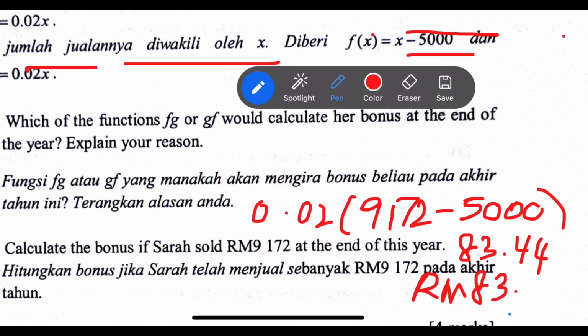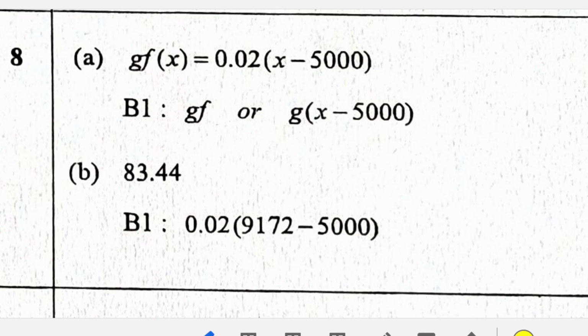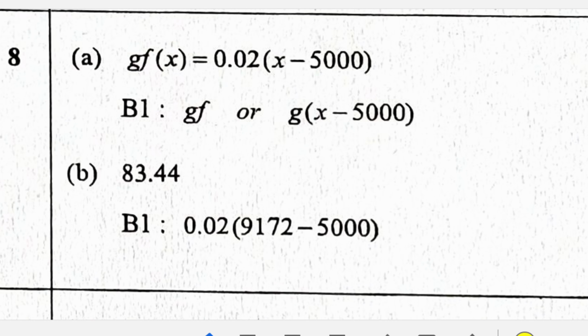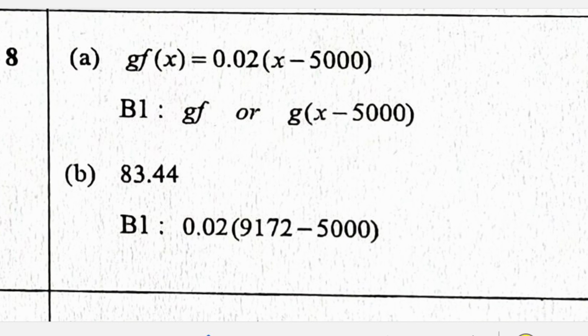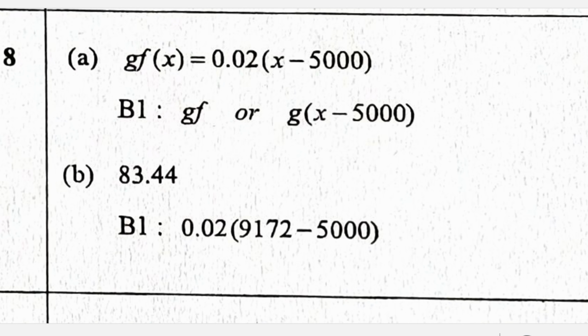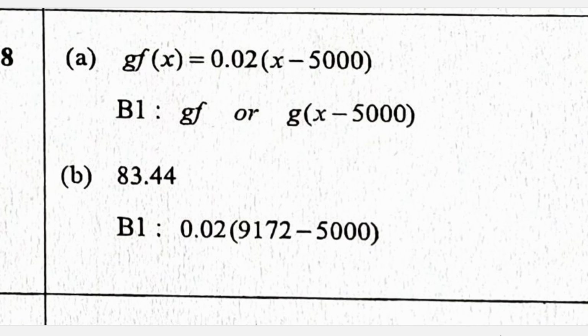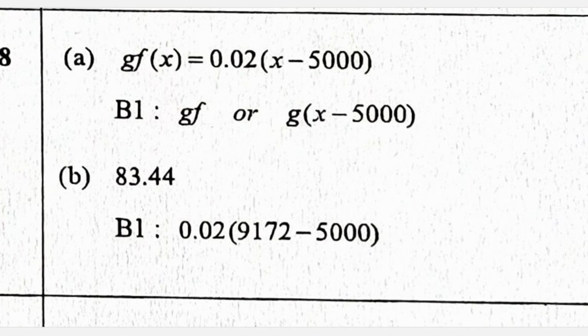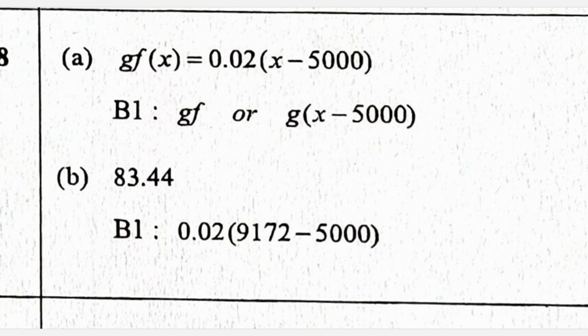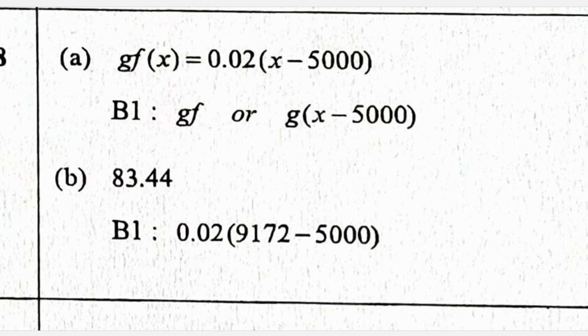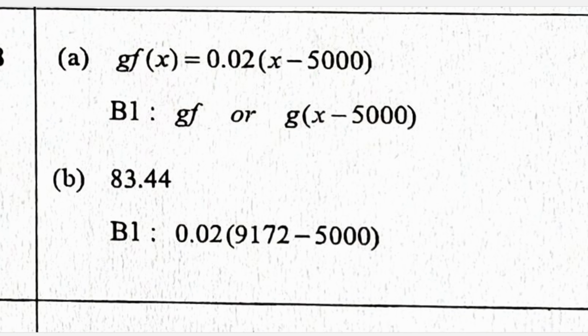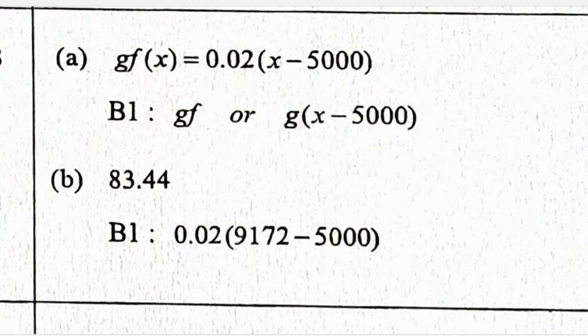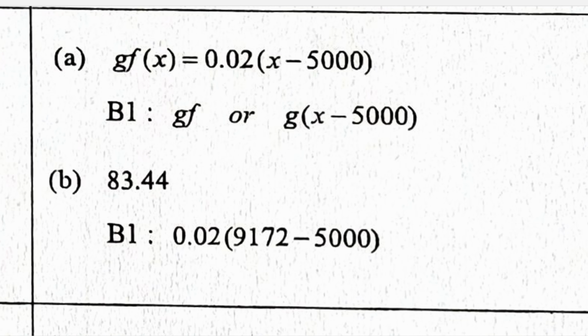So we will take the 9172 and substitute it into the composite function just now, which is 0.02 times 9172 minus 5000, and you just work out the bonus for Sarah. So that is how you calculate the bonus using the composite function. You must understand what total sales is, how the total sales work, and how the bonus function works. So the answer is 83. It's quite simple if you understand how the function works.